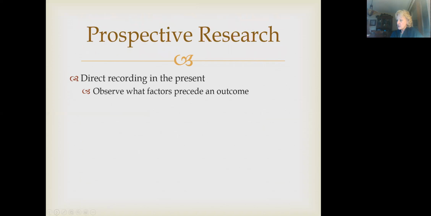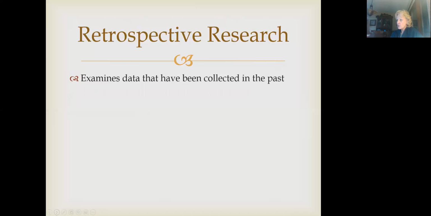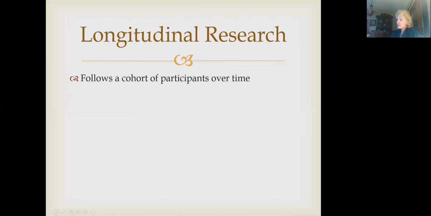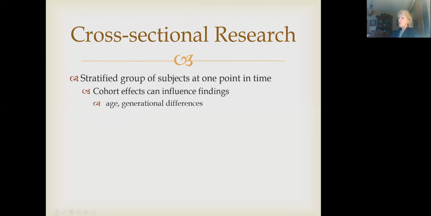All of those can be additional observational designs that help you explore the relationship between variables. So for prospective research, we said, you would do a direct observation and record what's going on in the present and observe what factors precede an outcome. Retrospective examines the data that's already been collected in the past, and as I said before, you kind of go backwards and look at what happened that may have caused this outcome, both positive and negative. Longitudinal designs follow a cohort of participants over time. In cross-sectional, we usually have stratified groups of subjects at one point in time.